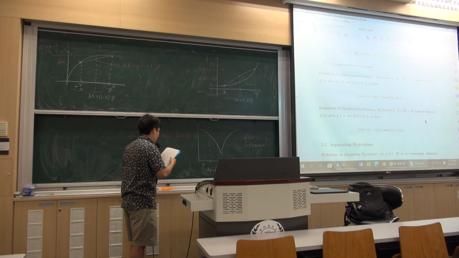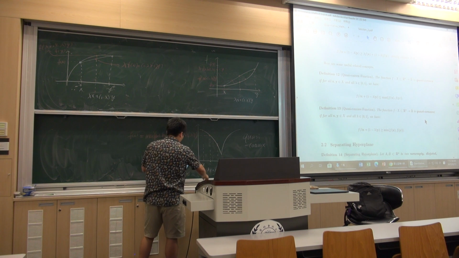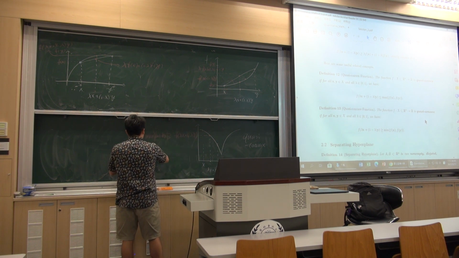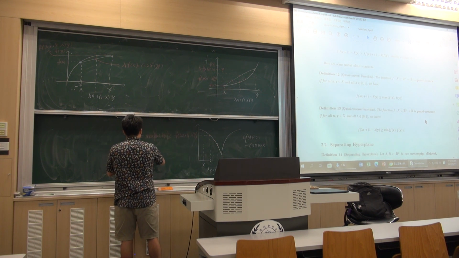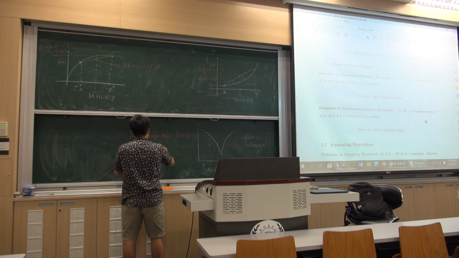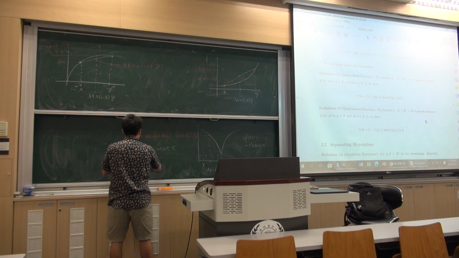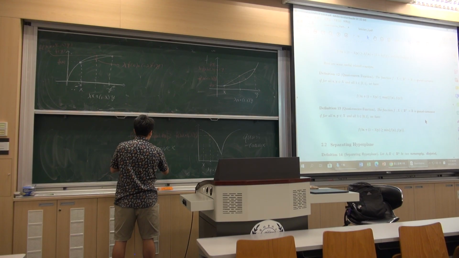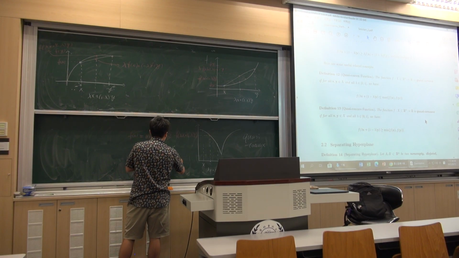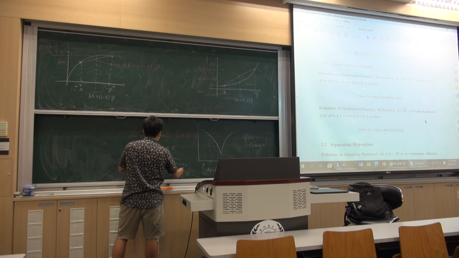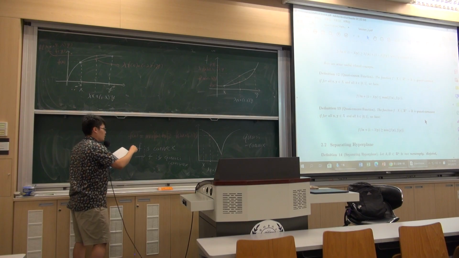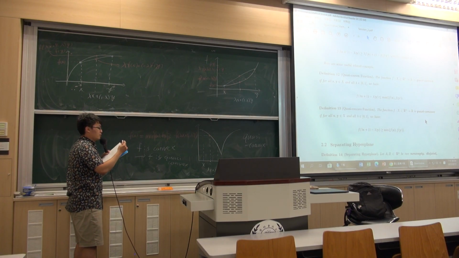And one more thing to add is that if a function is convex, then it implies f is quasi-convex. But it is not true the other way around. Okay?